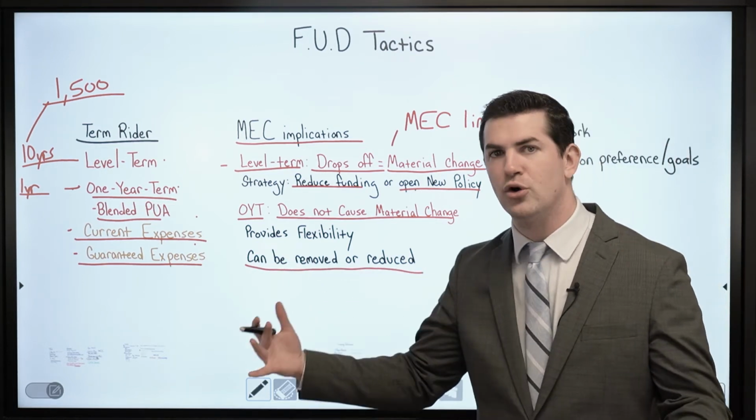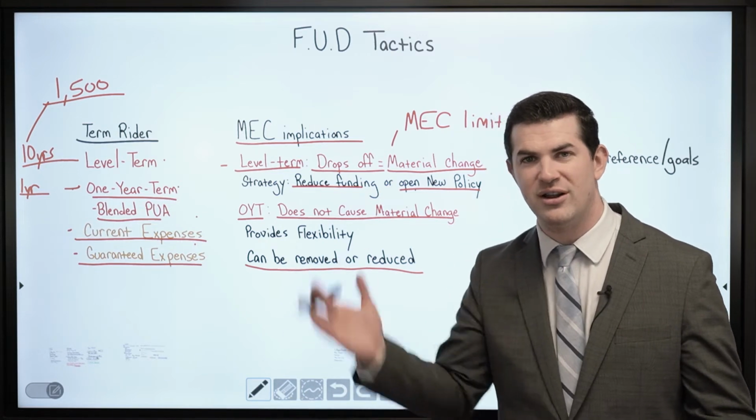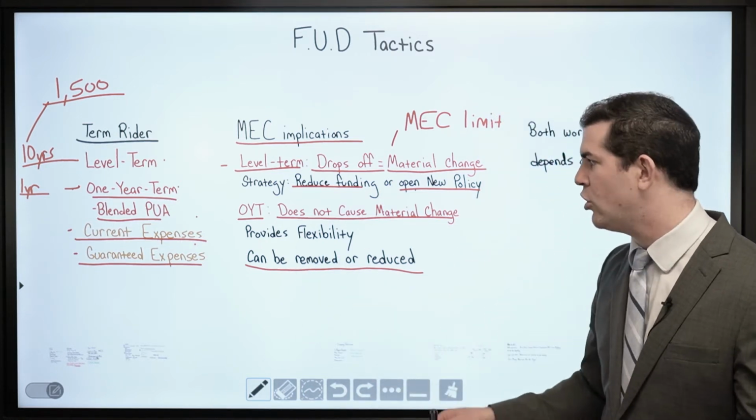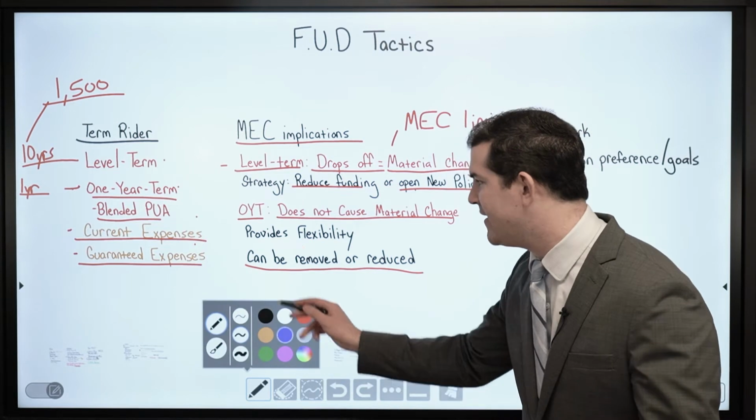But also, the 1-year term rider can be removed. It can also be partially reduced. So we can always chop it down to lessen our costs. Here's my favorite part about it.